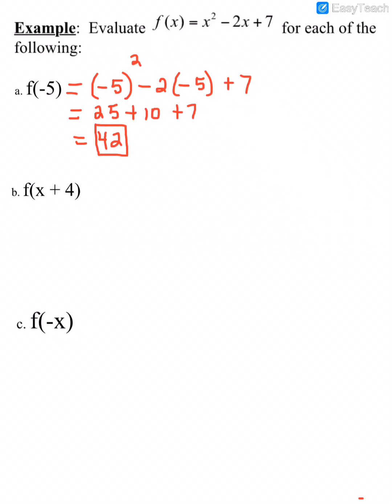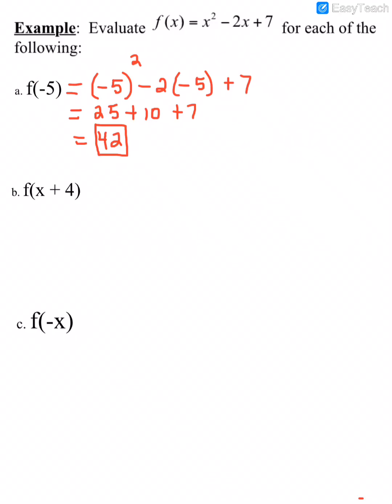And that just means in my function, if I were to look at the graph of this function, whenever my x value is negative 5, then f of x, or my y value, is 42. So that means this point, negative 5, 42, would be on that graph.